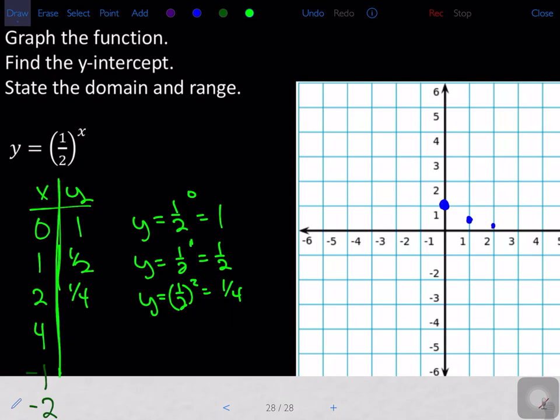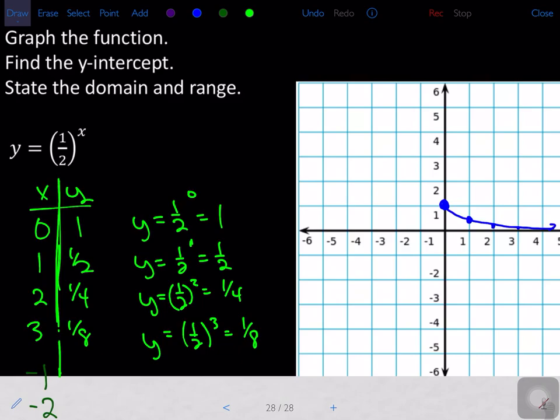I don't know why I skipped 3. Let me go back and we'll grab 3. That was crazy. I don't know what's going on there. So let's pick 3. y equals 1/2 cubed, which is 1/8. Okay, so here we are, and we're getting lower and lower and lower and lower.